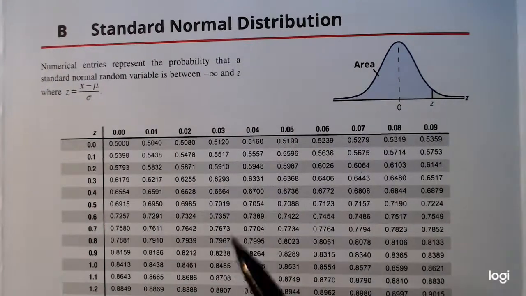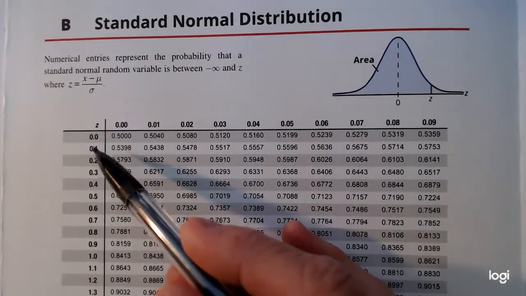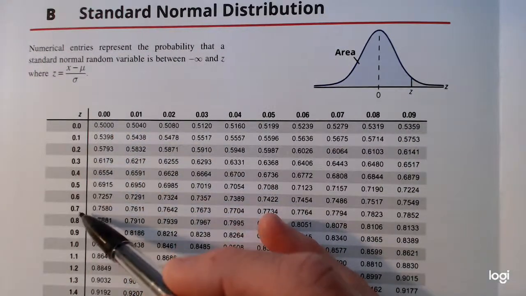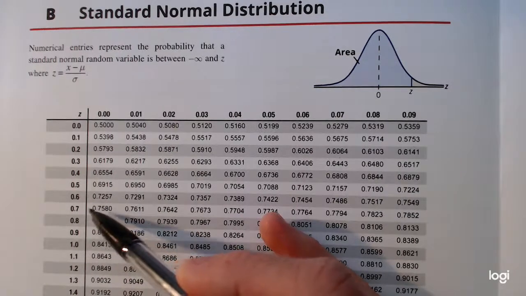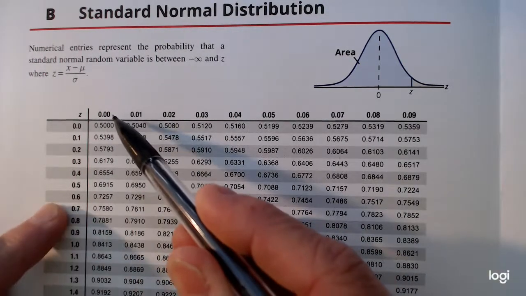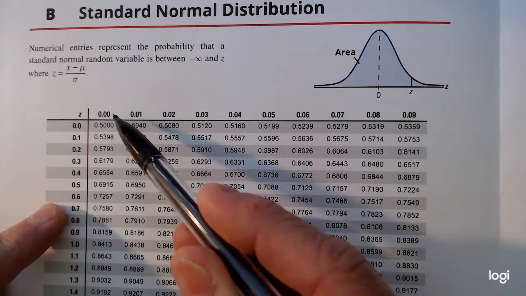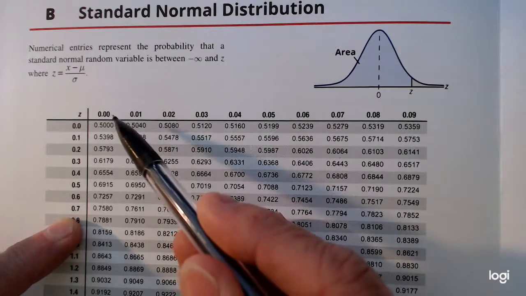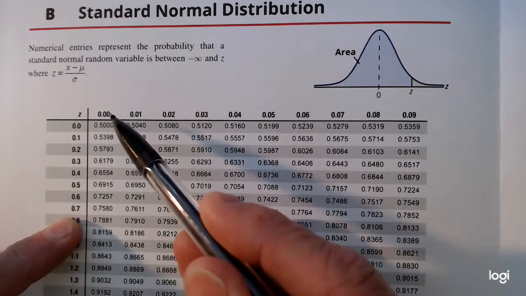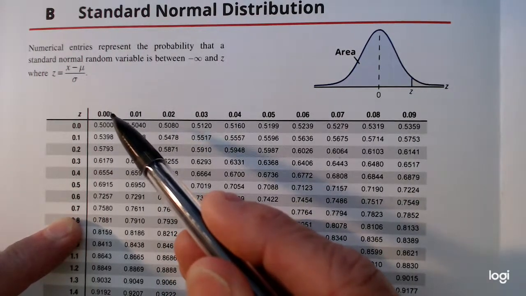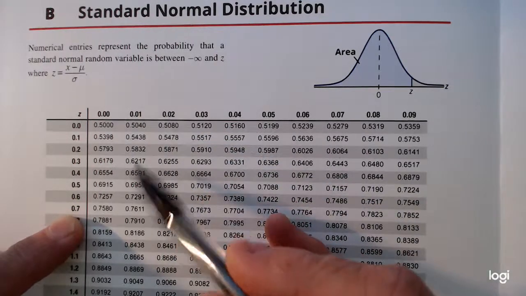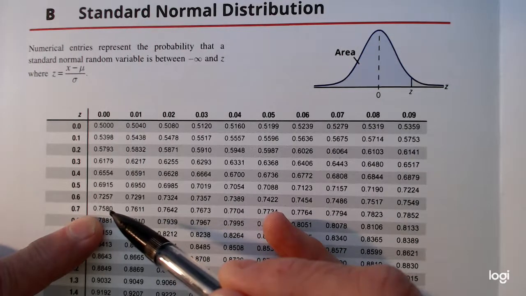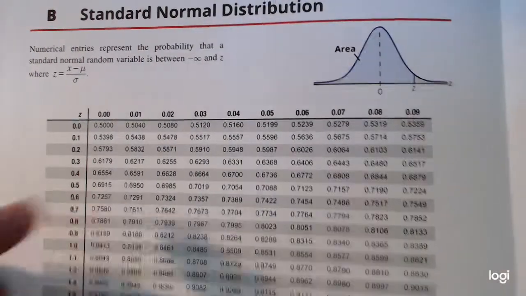So I want to read down to a z-score of 0.70. So I'm reading down to 0.7 and then over to the hundredths place, which would be 0.00. So you could think of this as 0.7 plus 0.00. Together that forms the value z equals 0.70. So the area from the table or the probability is 0.7580.